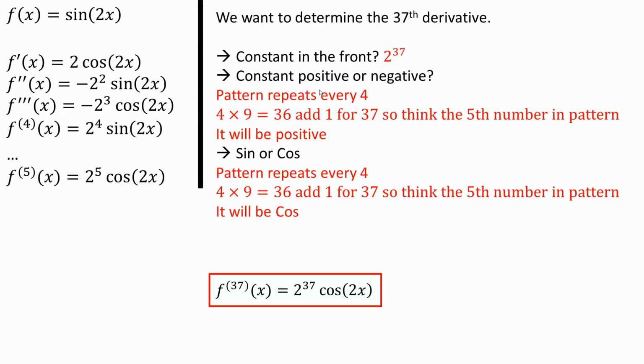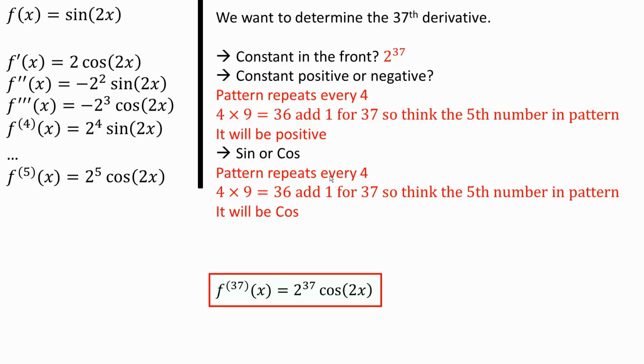And so now we know two things. We know the constant in the front will be 2 raised to 37. And we also know that it will be positive. Now we need to determine if it's going to be sine or cosine. Same idea, every 4 repeats. So this term is sine. The 8th derivative will also be sine. The 12th derivative will also be sine. And so the 36th derivative will also be sine, but the 37th derivative will be cosine.